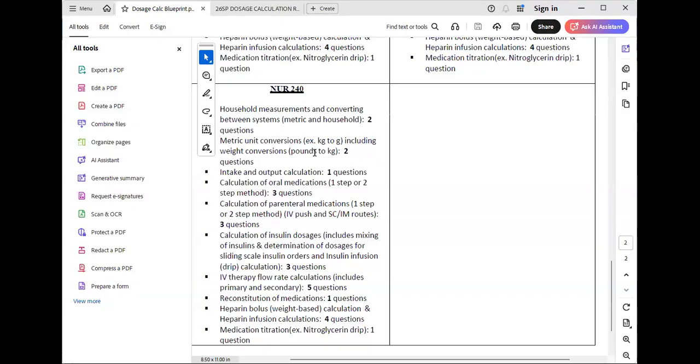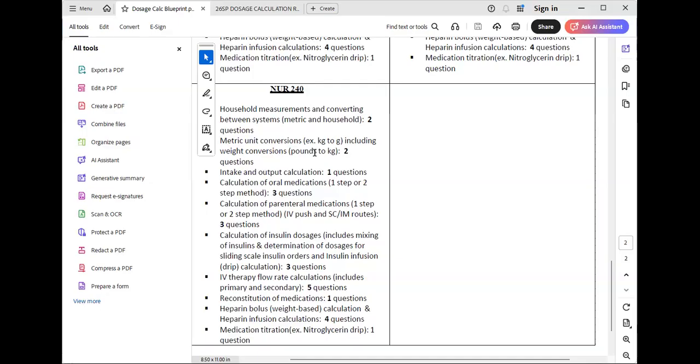Yeah, so for the 240 tests, you'll do the household measurements, metric to metric, household to metric, pounds to kilograms. You'll see that intake output question, usually about the urine output, replacement volume. You're gonna do your typical oral based meds, so capsules, tablets, milligrams, your parenteral medications, again, milligrams or milliliters. And that's what I meant to say with the oral based medications, milliliters, not milligrams.